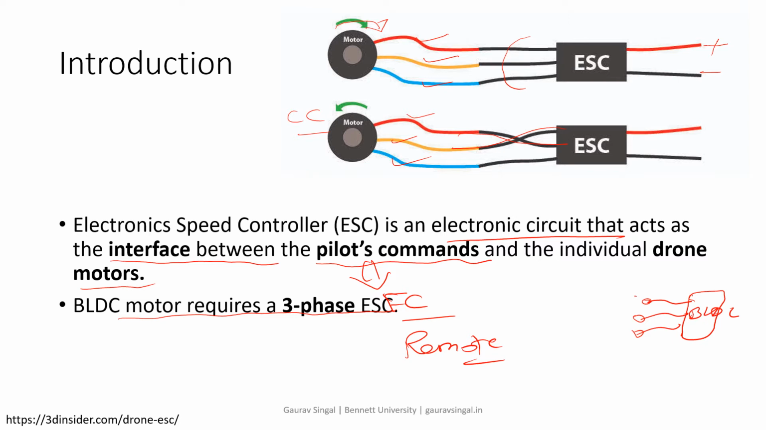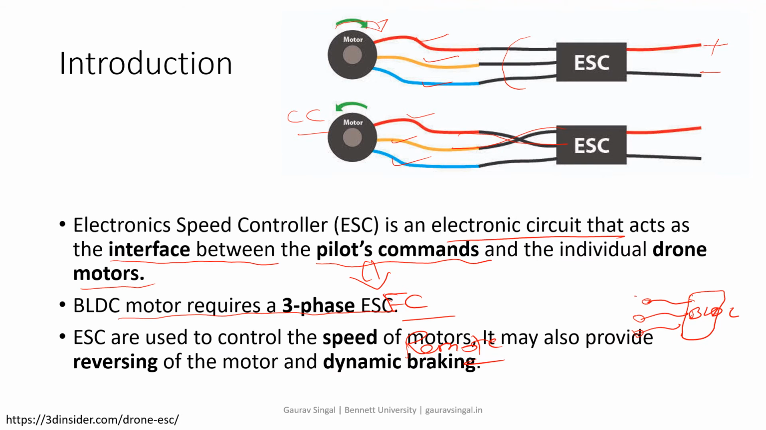This is basically the use of ESC, and it will also control the speed of the motor. So ESCs are also used to control the speed of the motor. It may also provide reversing of the motor and dynamic braking. These are the major features, reversing and dynamic braking, by ESC.